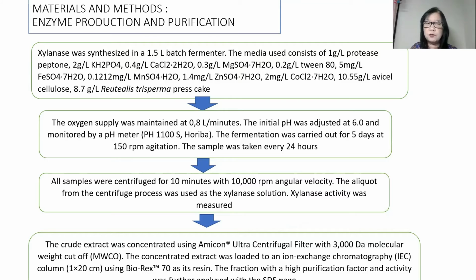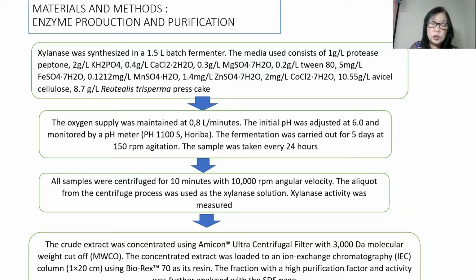As I mentioned before, the xylanase is synthesized, is produced. So we produce the xylanase in a 1.5 liter batch fermenter. So we use the media as written in the slide. And we also try to use the Jatropha curcas press cake. This is the waste from the seed. They usually press the seed, and the residue is the press cake, as a waste. So we try to use this press cake to be part of the media. So that's why we can produce the xylanase.